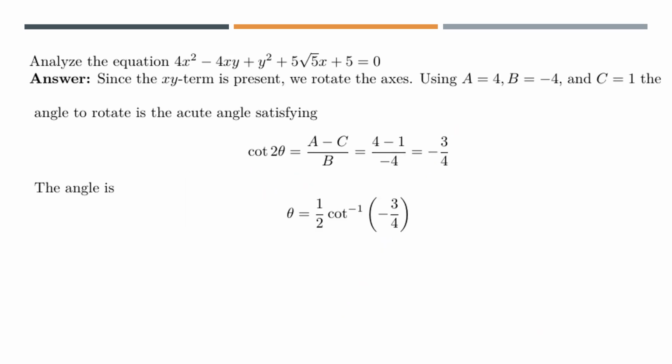Our third example asks us to analyze the equation 4x squared minus 4xy plus y squared plus 5 root 5x plus 5 equals 0. Again, there's an xy term present, so we have to rotate the axes. Using our general form of a conic, we identify capital A as 4, capital B as negative 4, and capital C as 1. The angle to rotate is the acute angle satisfying the cotangent of 2 theta equal to A minus C over B. Plug in our numbers, we get negative 3/4. So the angle of rotation is going to be 1/2 the inverse cotangent of negative 3/4.